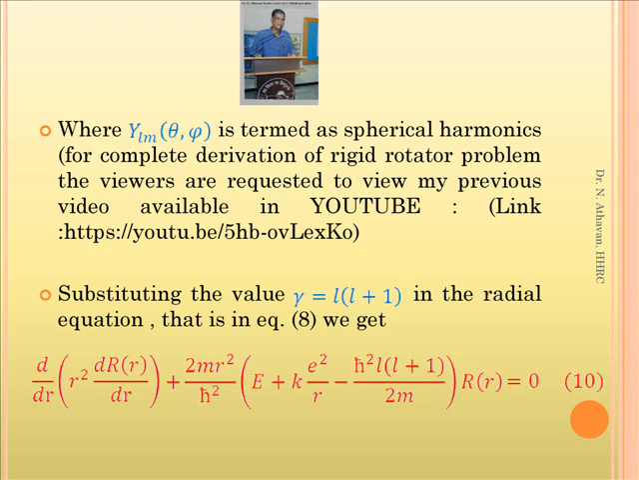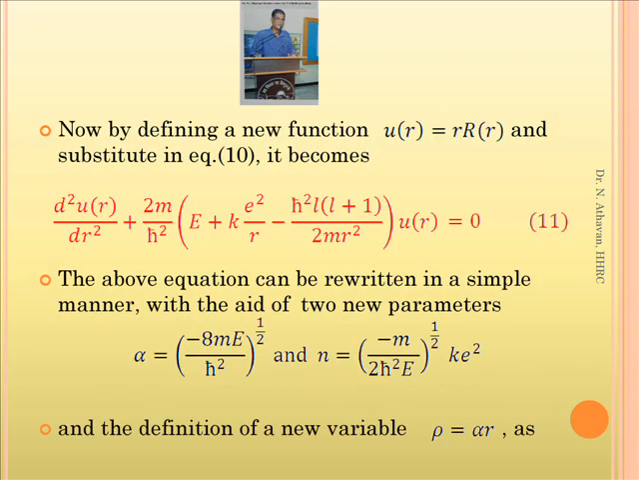Substituting the value γ = L(L+1) in the radial equation, that is in equation 8, we get the equation given in 10. So we have substituted here the value of γ, which is equal to L(L+1), and equation 10 takes this form. Now we are going to apply the usual methodology, that is, we define new functions and new parameters in order to make the differential equation very compact.